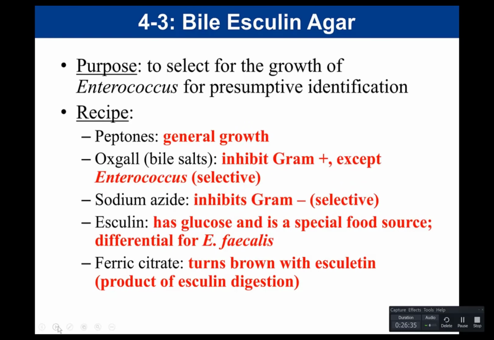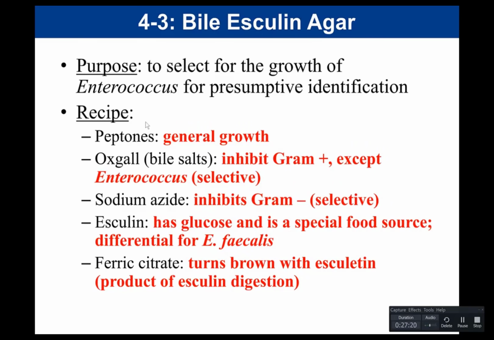The other thing we talked about was bile esculin agar, because again, this goes back to identifying different Streptococcus species. The purpose of bile esculin agar is to select for the growth of Enterococcus for presumptive identification, specifically presumptive for Enterococcus faecalis. You want to know the ingredients in this media, so review this slide and these notes. You have to know these ingredients.